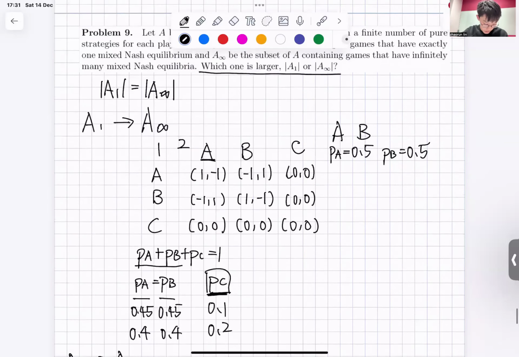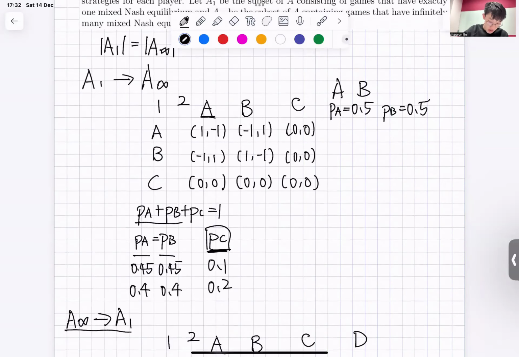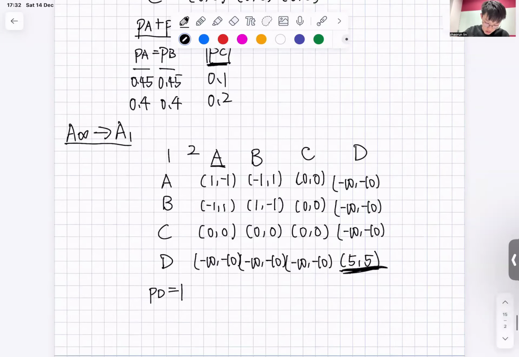And since we have a one-to-one function from A infinity to A1, and we have the A1 to A infinity, so they're equal.